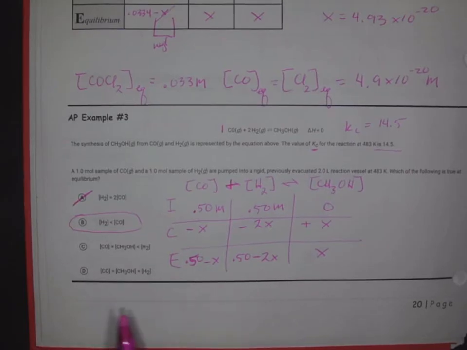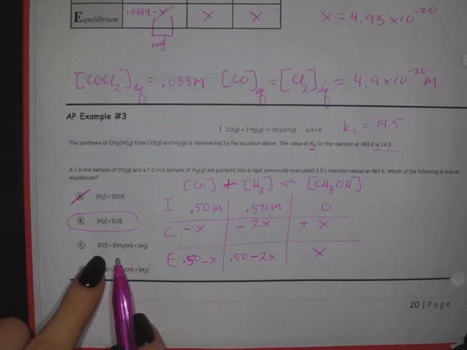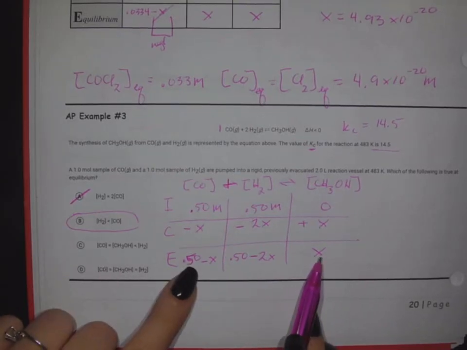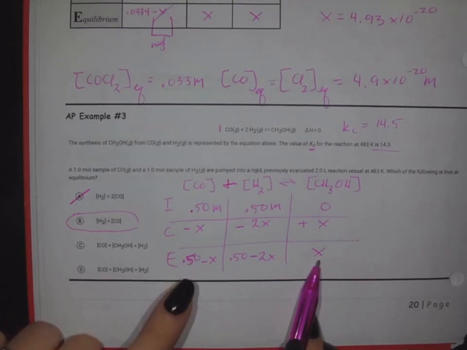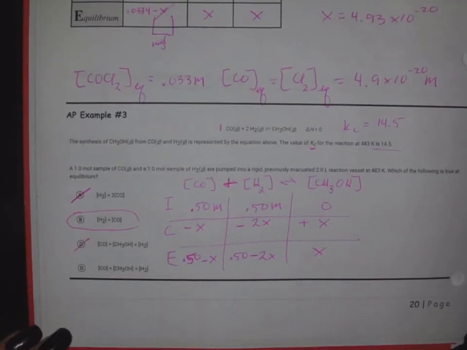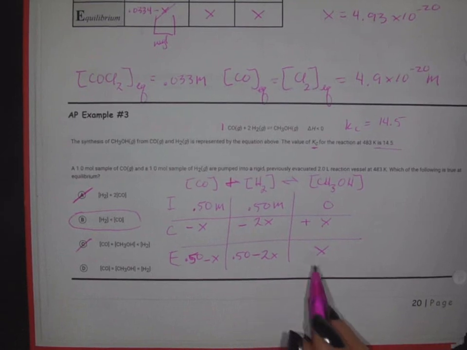Answer option C says that all of this one and this one are the same. No, they're not both equal to x, or they're not both equal to 0.5 minus x. So that doesn't work, and all three of them are certainly not equal.